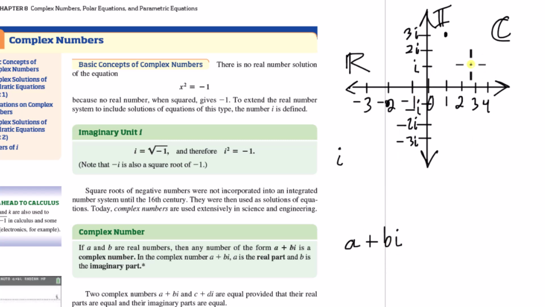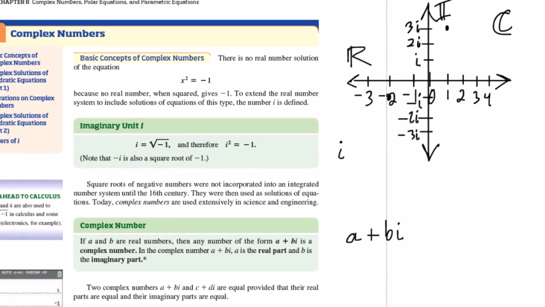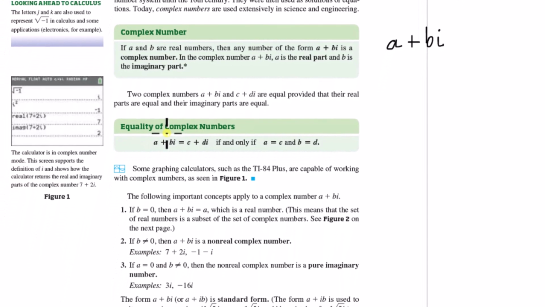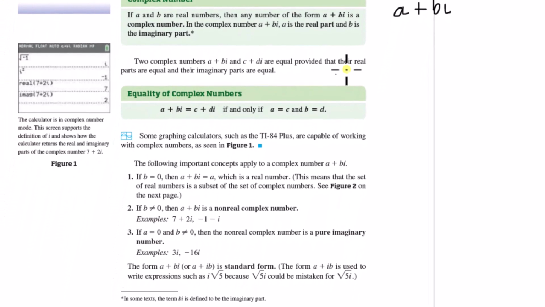If one of those aren't equal, then you're going to be somewhere else on the complex plane. And that's the meaning of the equality of complex numbers. That's what equality means in terms of complex numbers. Okay, now here they lay out some notation.